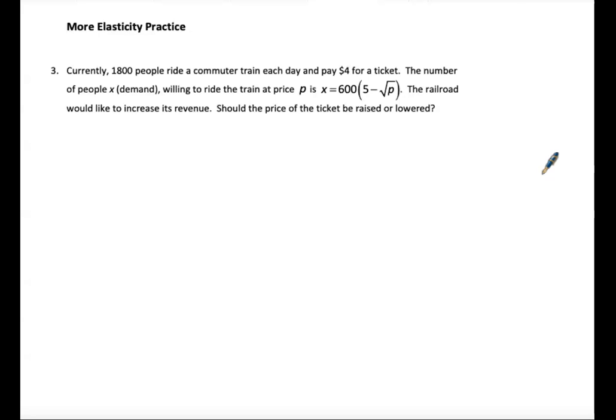All right, let's take a look at a couple more problems. So this problem right here: currently 1,800 people ride a commuter train each day and pay $4 per ticket. So this is our P, the price. The number of people X, which represents the demand, willing to ride a train at price P is given by the equation X equals 600 times (5 minus square root of P). This represents your demand function because X, the number of people, is the demand. So that represents our F of P.